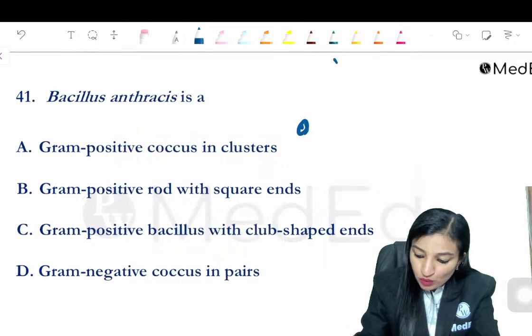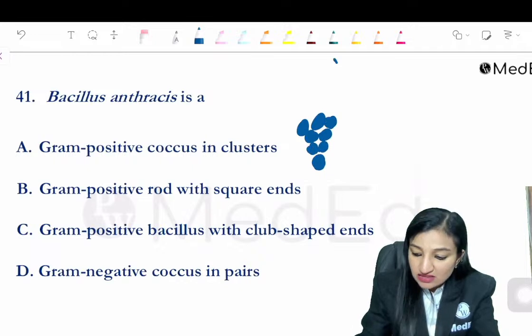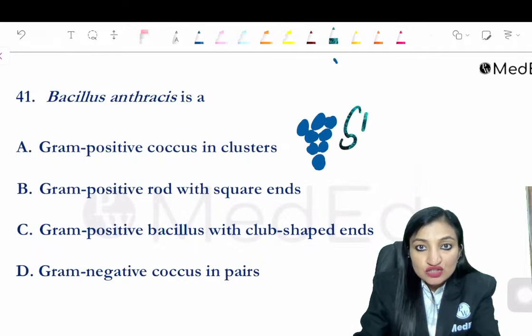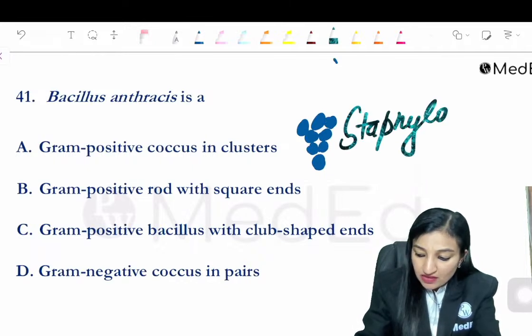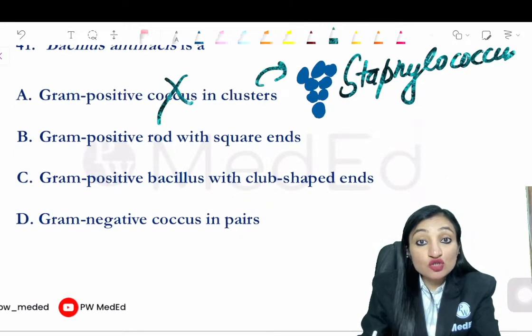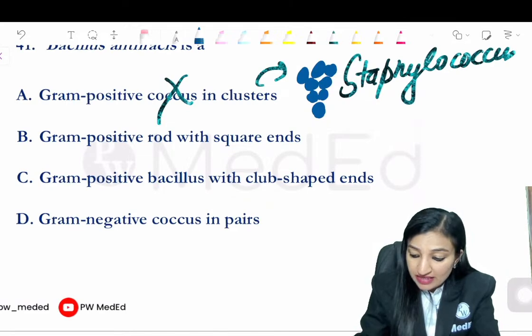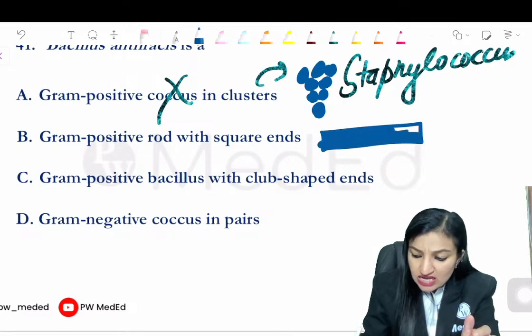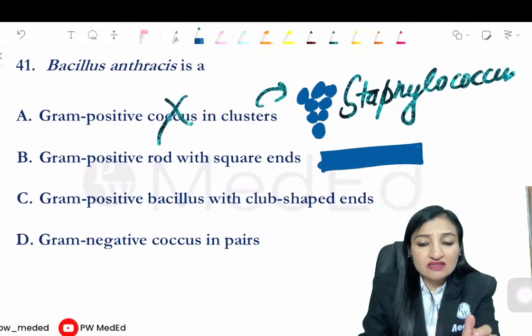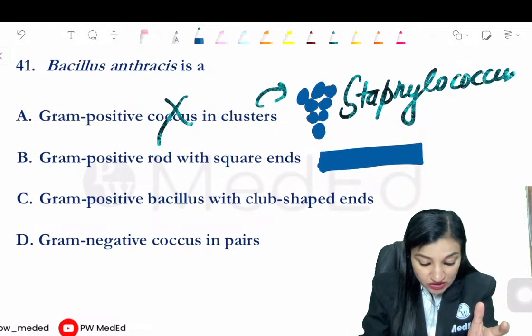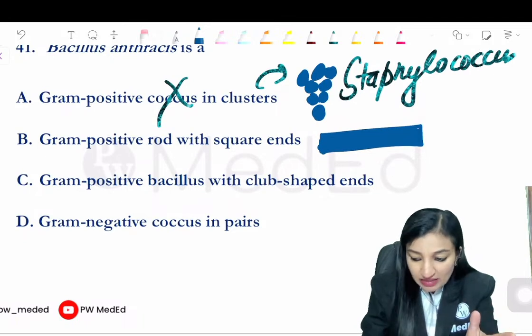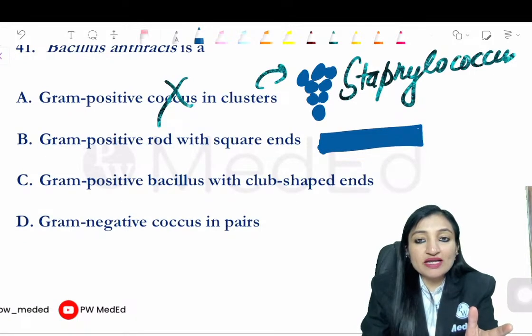Gram positive coccus in clusters: gram positive meaning positively blue color, grape like clusters. Imagine this is a grape like cluster. This is the classical definition of which organism? Genus Staphylococcus. So this is wrong. Gram positive rod with square ends, something like this. Nice, that is Bacillus anthracis, by the way. Genus Bacillus is gram positive only. So this can be the answer.